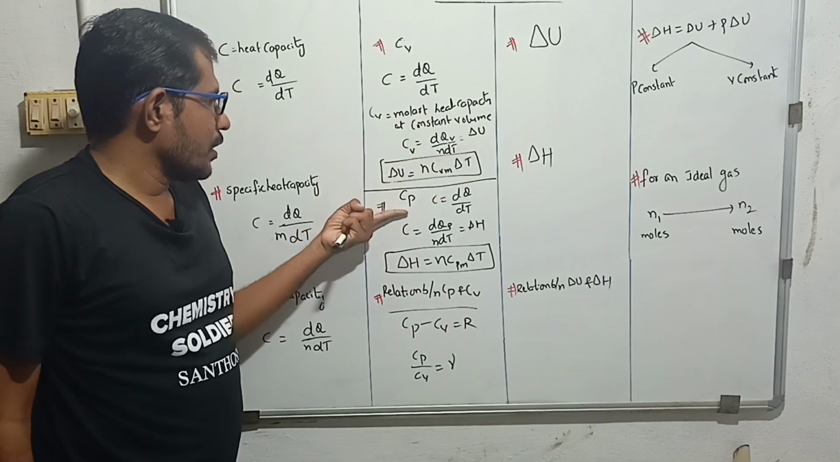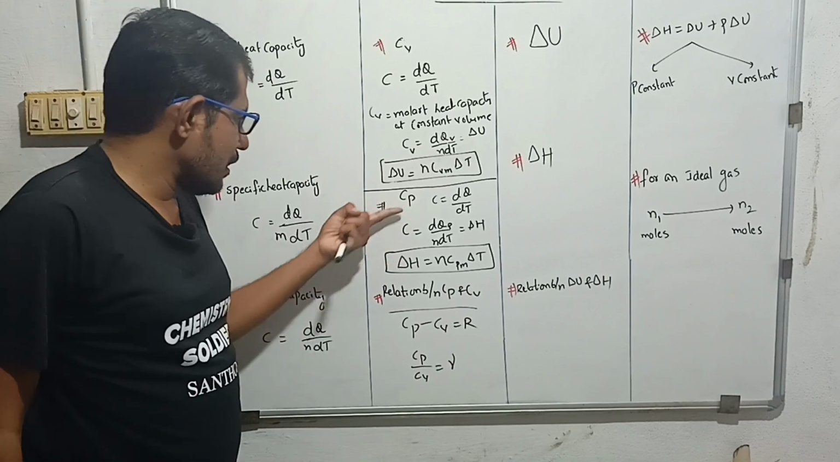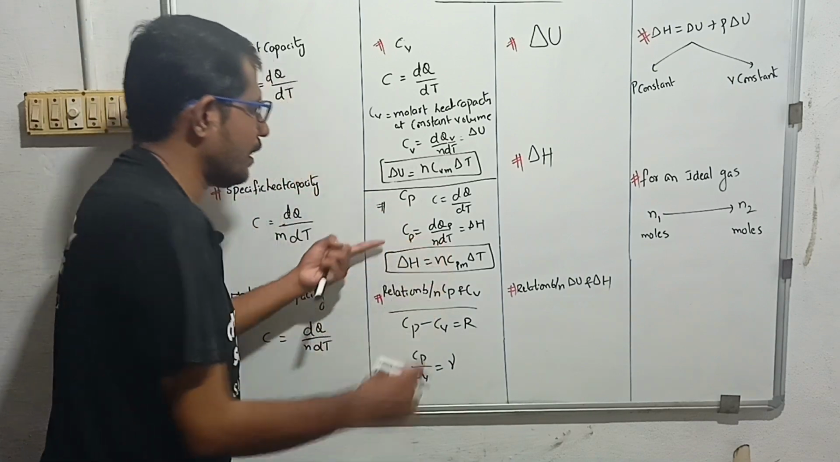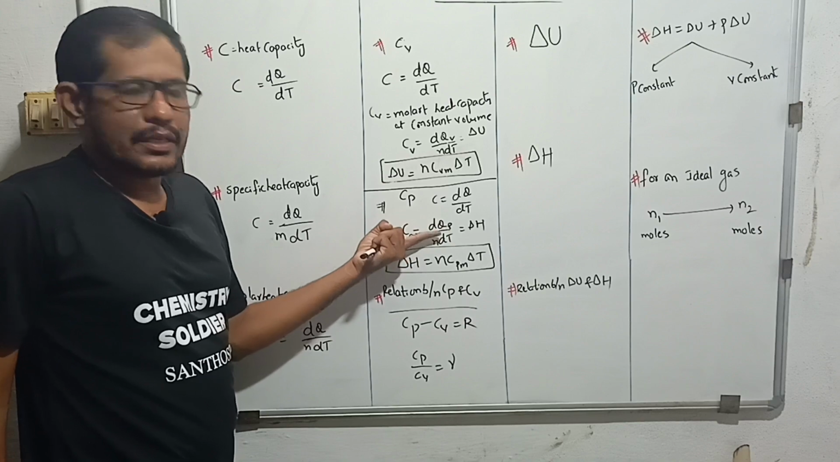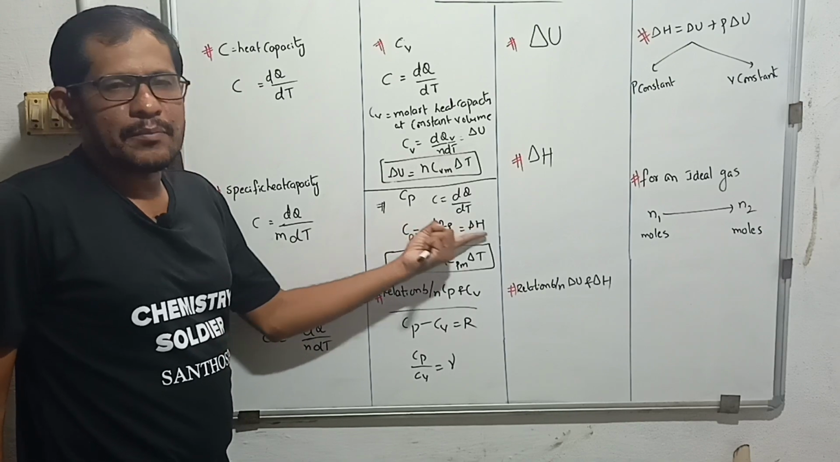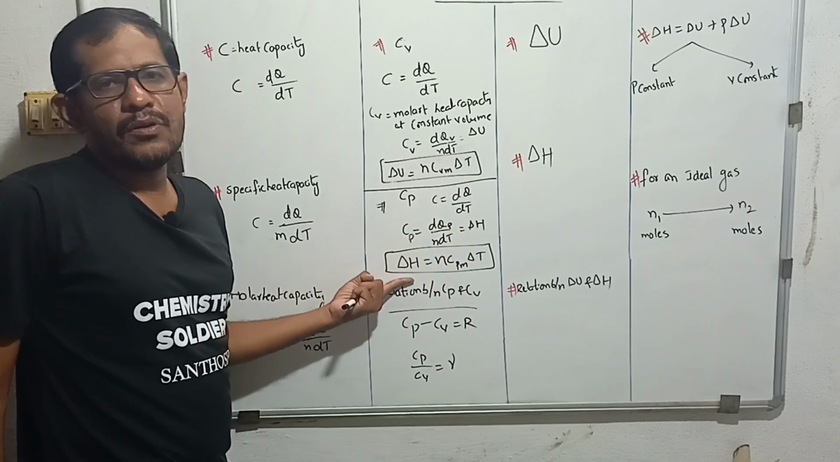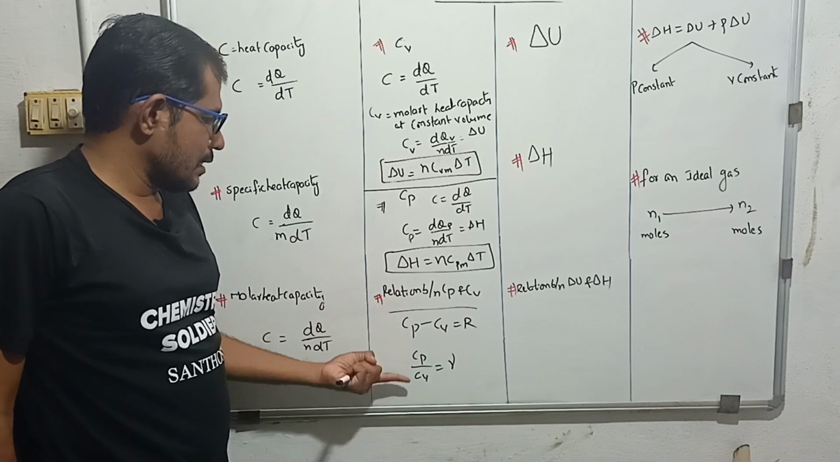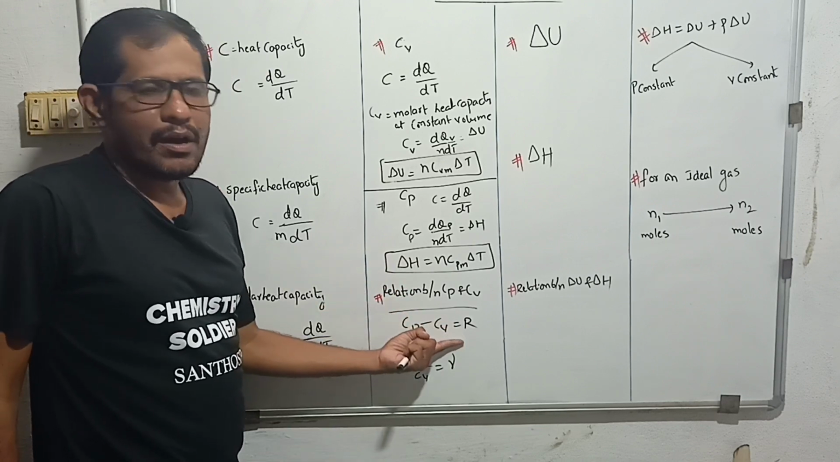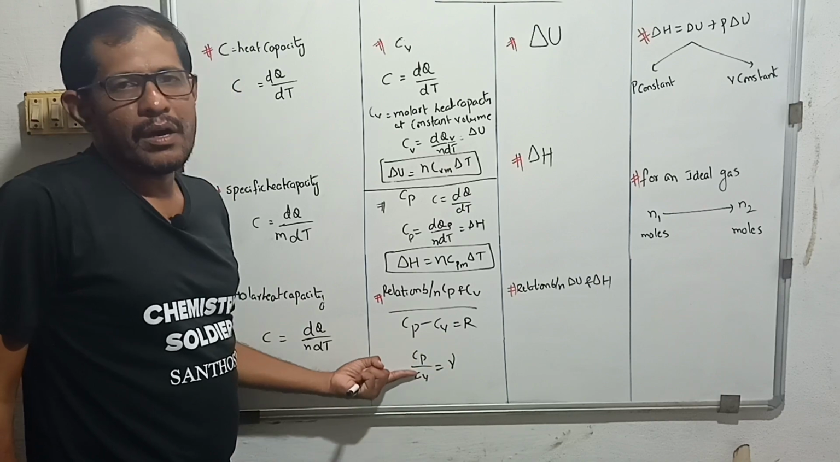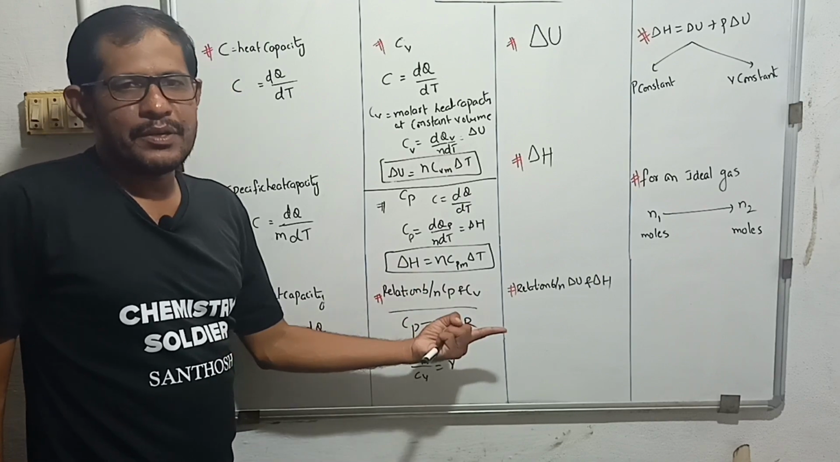If you take Cp, the molar heat capacity at constant pressure, we put Cp here, and in place of dqp we put delta H, since dqp is nothing but delta H. Delta H equals n Cp delta T. The next relation is Cp minus Cv equal to R, and Cp by Cv equal to gamma. How this comes, I will explain.